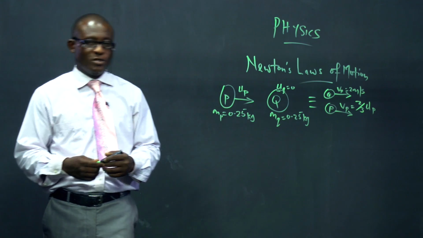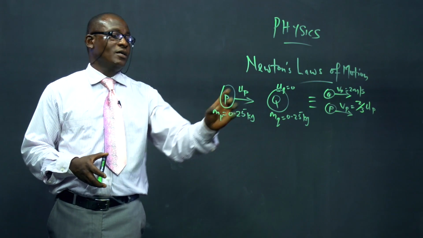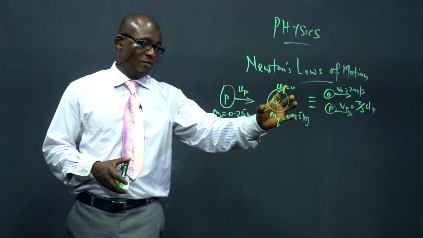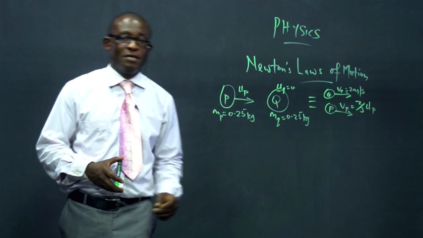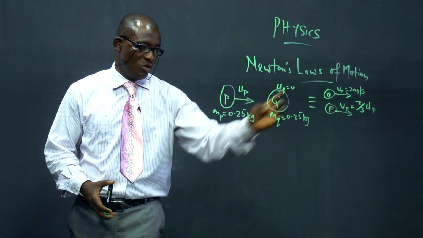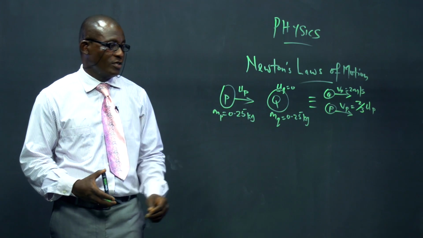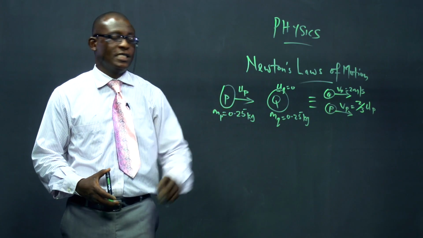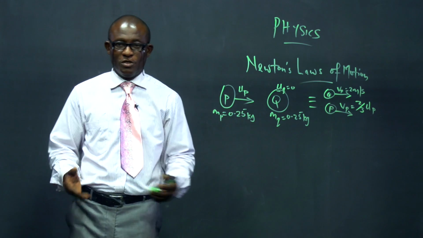All right, now let's look at the method again. The question says about P of mass 0.25 kg, having the initial speed of UP, colliding with an identical ball Q, having the same mass because they are identical. And the initial speed of Q is 0. Why? Because Q was at rest. Then after the collision, Q moves with a speed of 2 meters per second in the direction of P. And of course, P also moves off in another direction, but this time around, 1/3 of the initial speed has been removed, leaving 2/3 of UP. The question now asks us to find the initial speed of P. We don't know the initial speed of P.